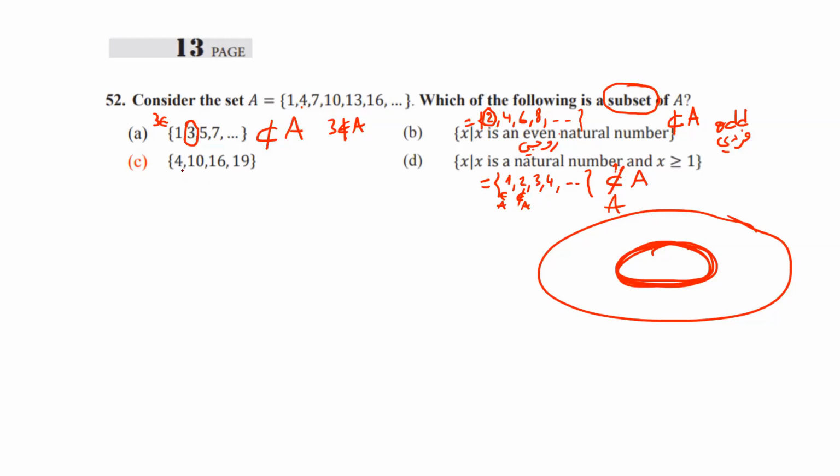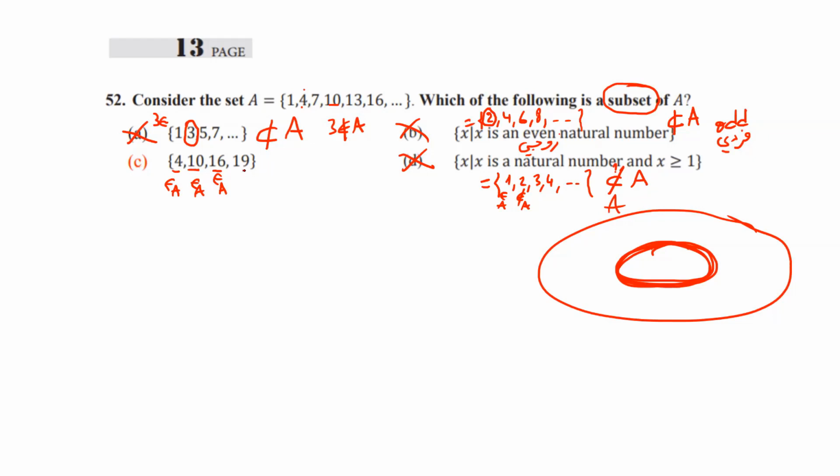What remains? Only this one. Is it a subset of A? Each element of this set must be an element of A. Let us check. 4 is in A. So this is correct. 10 is in A. So this is correct. 16 is in A. So this is correct. What about 19? Here it doesn't appear. So we said it's not A, it's not B, it's not D. So it's C or it's a wrong question. You see here C is in red, so we are given the answer.